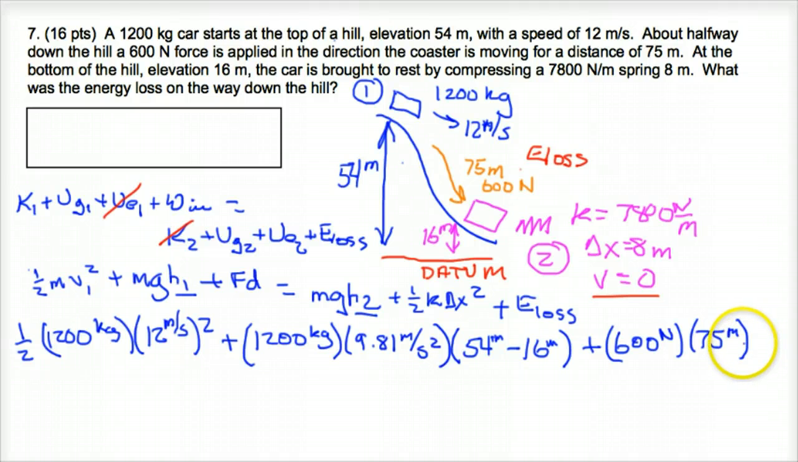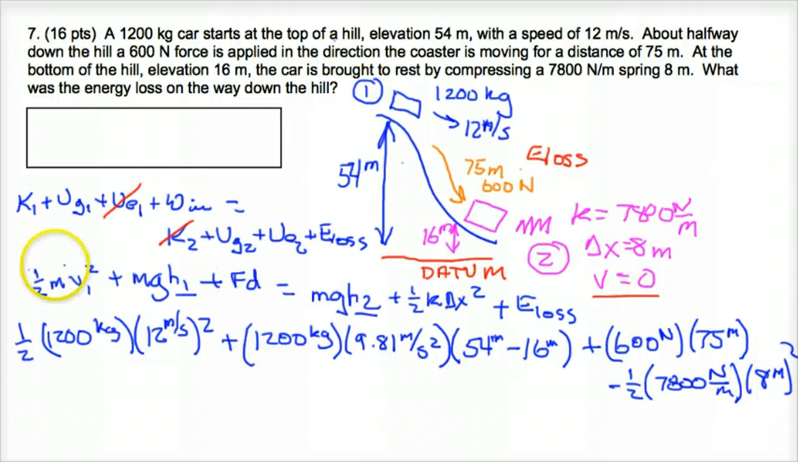And let's see. I'll go ahead and move this term to the other side, so I'm basically solving for energy loss. So I'm going to subtract off this value right here. So my energy, 1/2 kx squared. So minus 1/2 times 7,800 newtons per meter times 8 meters squared. So this whole term is my energy loss.